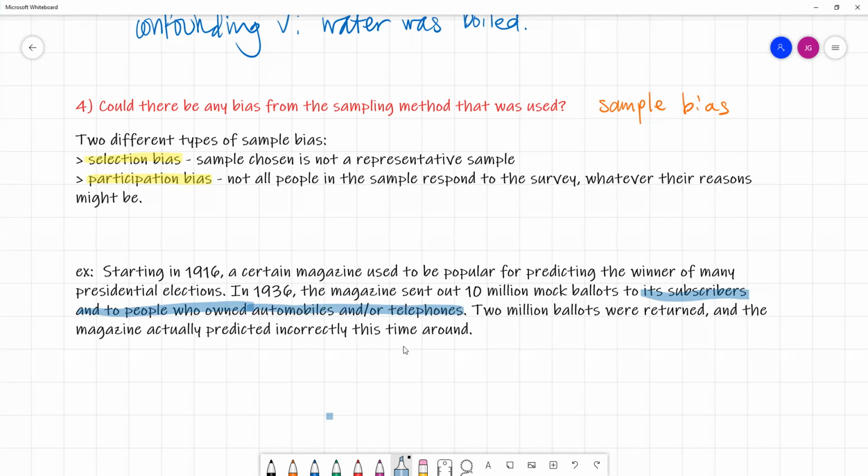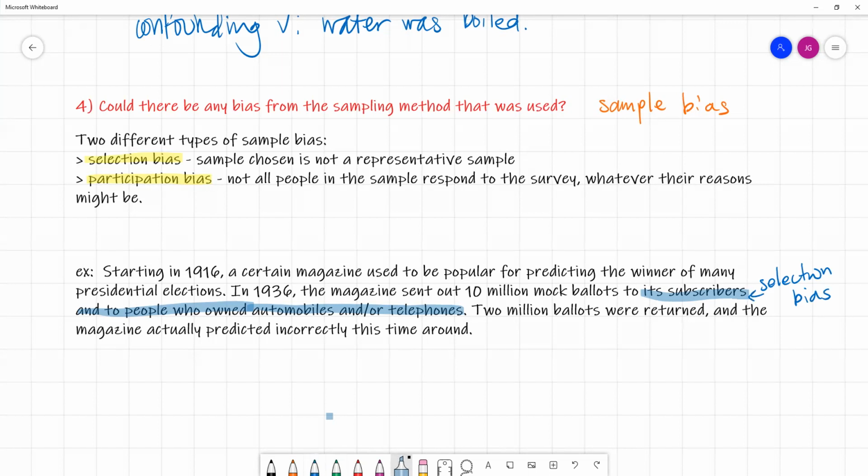It's 1936, okay? Even if everyone was subscribed to this magazine, or even if there were a lot of subscribers to this magazine, there were not many people who owned automobiles or telephones at that time, especially if you think about the lower class population, okay? And of course, not everybody's gonna be subscribed to this magazine, okay? So those 10 million mock ballots are not a representative sample of the population of the United States at the time. And so, just dropped my pen, sorry. And so that is one example of our selection bias. Let me label that here. Okay, that's the selection bias piece.